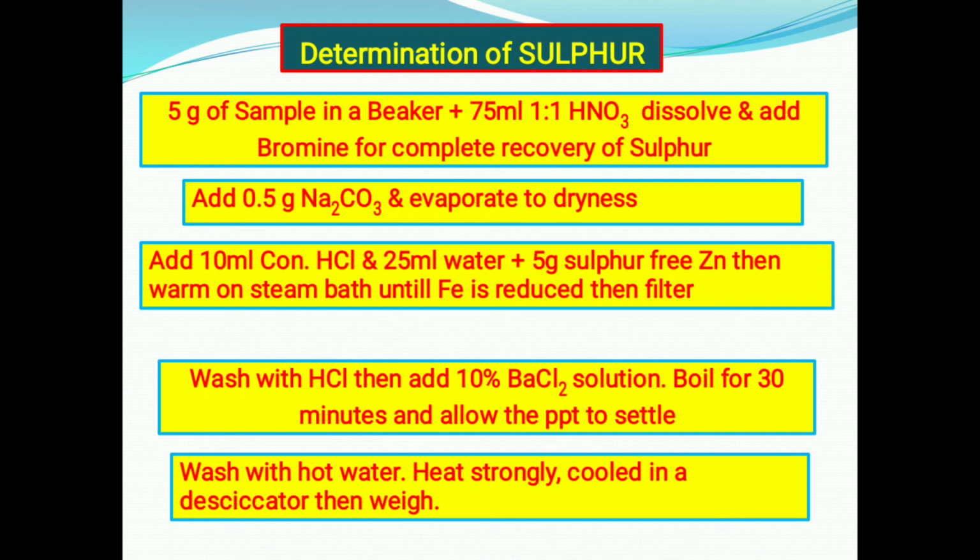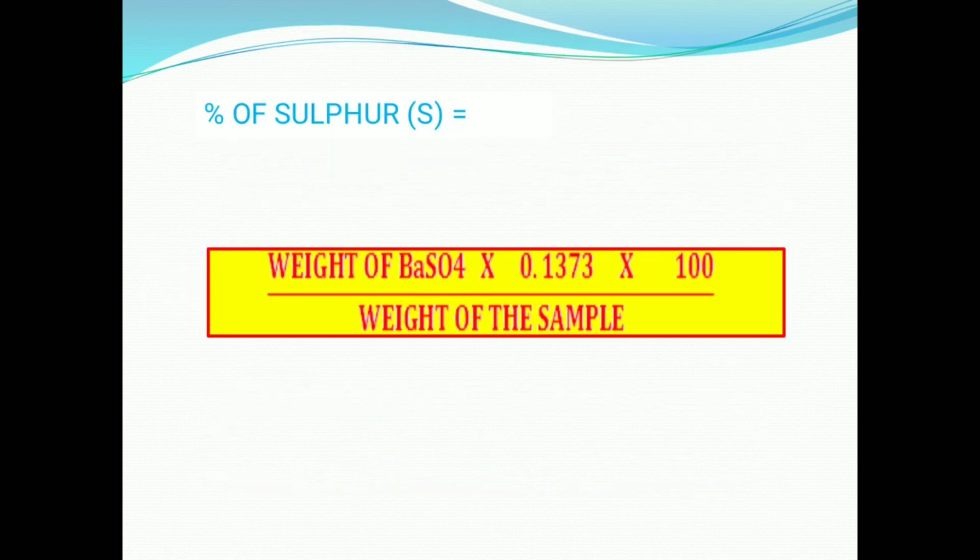Boil for 30 minutes and allow the precipitate to settle. Wash with hot water, heat strongly, and cool in a desiccator. Next, weigh it. The percentage of sulfur is equal to weight of barium sulfate times the factor, that is 0.1373, times 100, divided by weight of the sample.